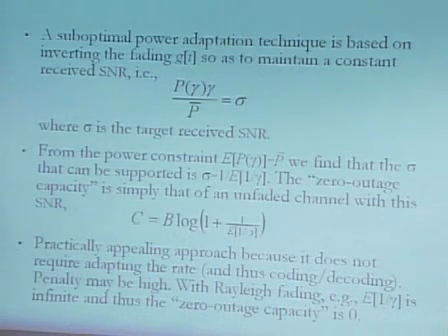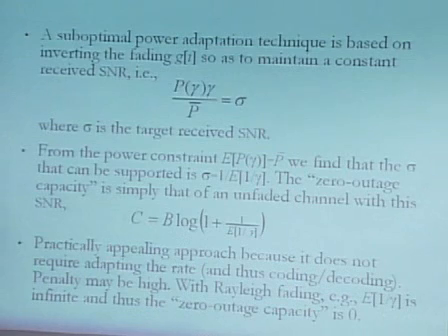So the coding and decoding are very easy, but there is a significant penalty in capacity. In fact, for example, with Rayleigh fading and channels where the fading is very bad, what happens is that you cannot invert the channel. So this expected value of 1 over gamma is infinite. And so the zero outage capacity is exactly 0.